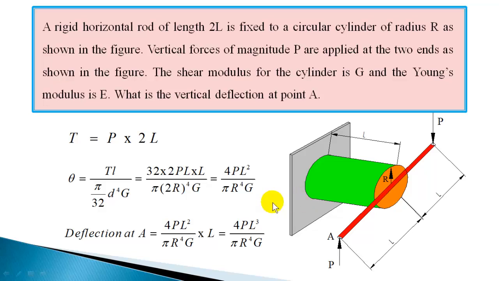So it will rotate by an angle so much at the end. As the rod is also firmly fixed, this rod will also undergo a rotation by the same angle theta. So this end will rotate and take a shape like this. This will be the angle of rotation, which has now been calculated.